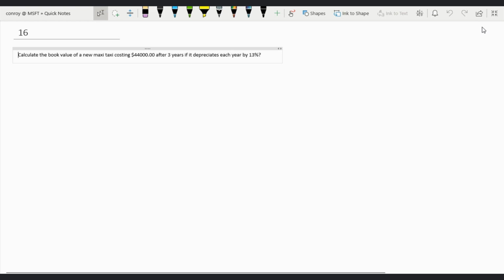It says calculate the book value of a new maxi taxi costing $44,000 after 3 years if it depreciates each year by 13%. So we need to calculate the value of the car each year. We know it depreciates by 13%. So we can find the amount, which would be 13 over 100 times 44 over 1.